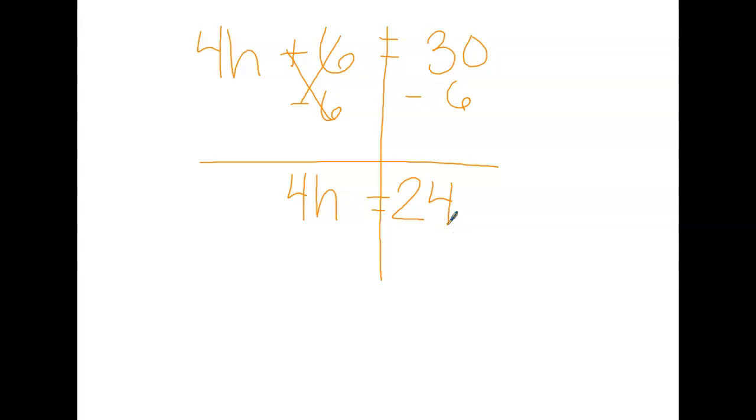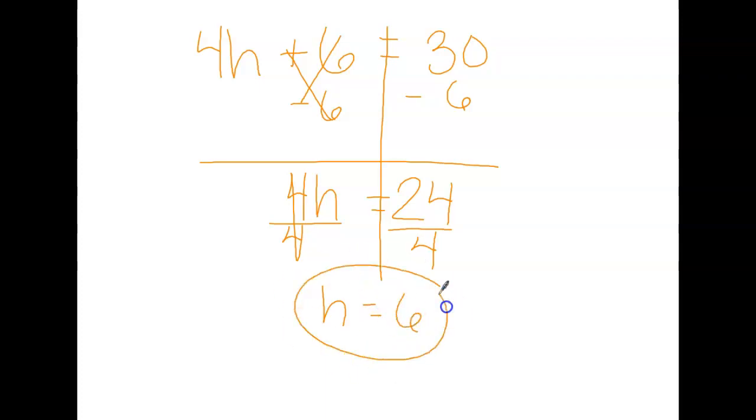And then I have 4h, which is 4 times h, so I do the opposite operation. The opposite of multiplying is dividing. So I divide by 4. What you do to one side, you do to the other. H equals 24 divided by 4 is 6, and so your answer is h equals 6.